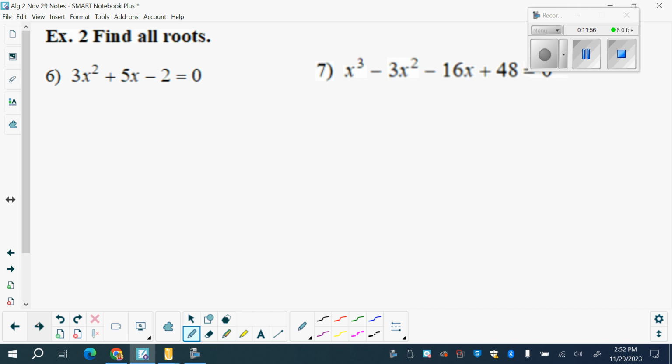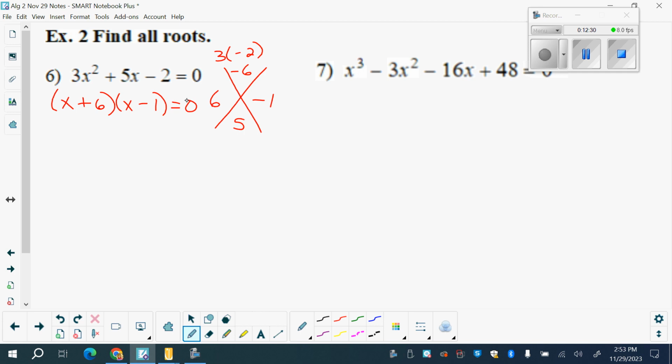So when we factor, how would we factor one like this? And then what goes on the top and what goes on the bottom? So we want to take the 3 times -2 or -6 on the top, and then what on the bottom? 5. So what multiplies to -6 and adds to 5? 6 and -1. So x plus 6, x minus 1.